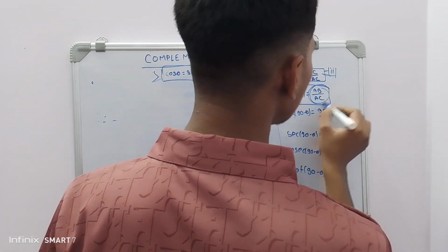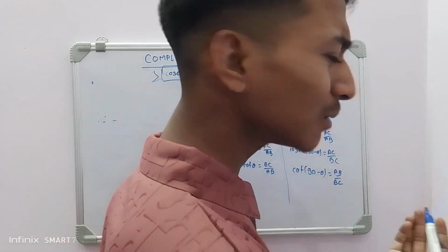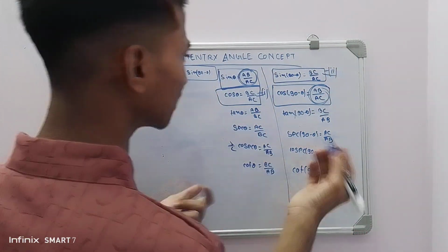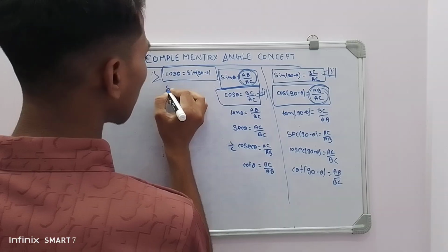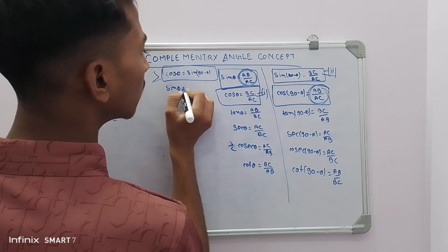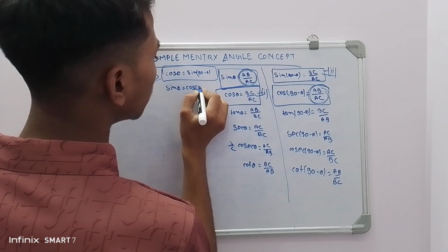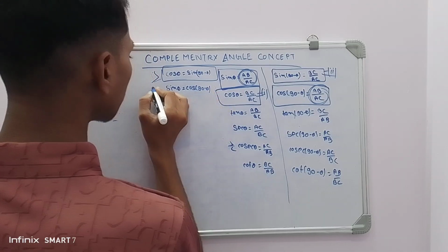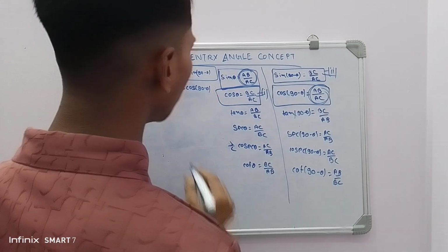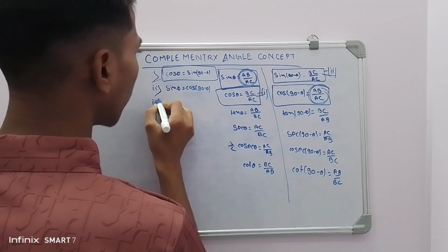So if the RHS is equal in both of them, the LHS will also remain equal. This is basic mathematics. So right here, sine of theta is equal to cos of 90 minus theta. This is the second identity. Now what is going to be the third identity?